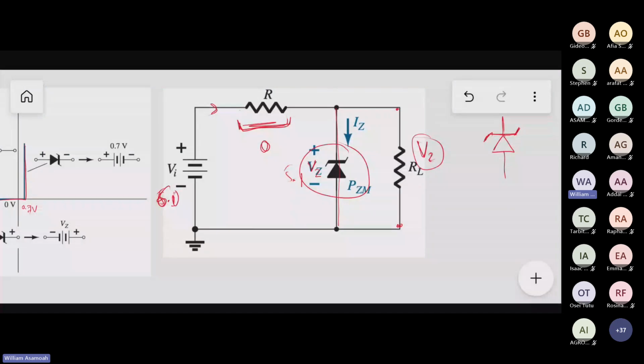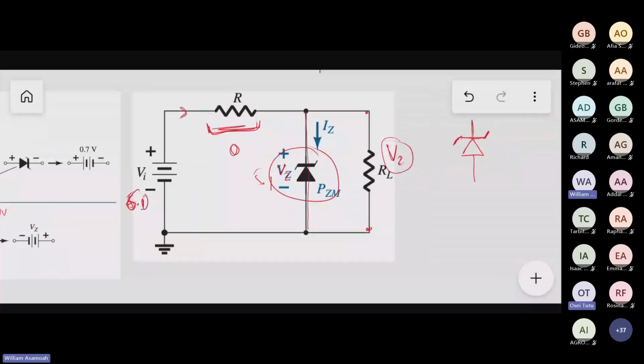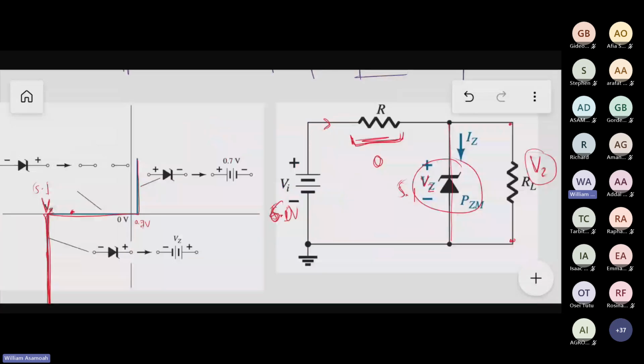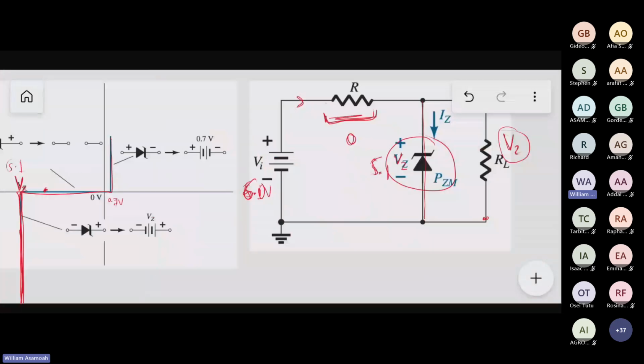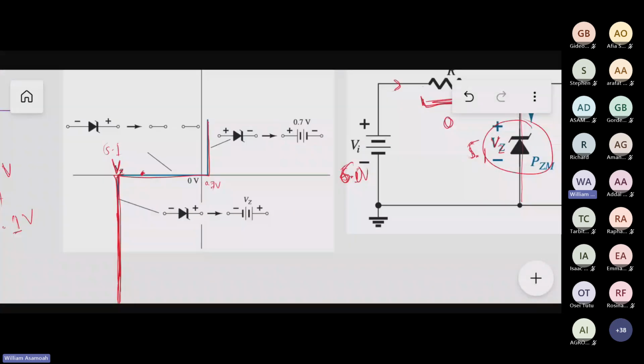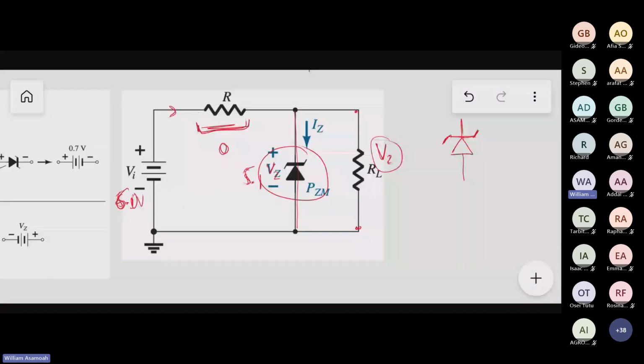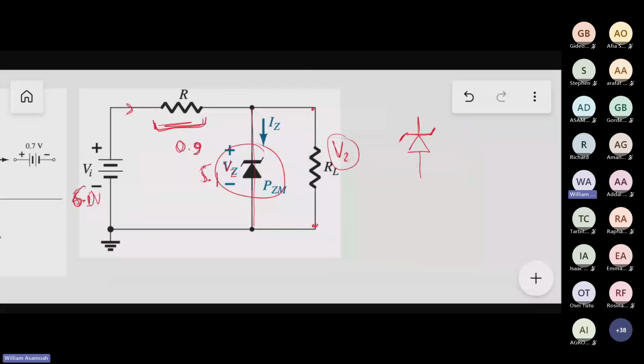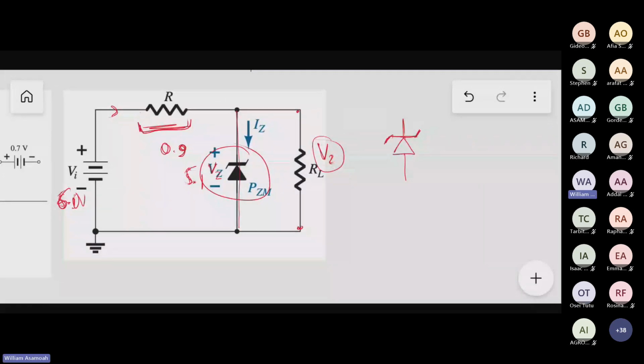If you connect 6.0 volts to it, 6.0 volts is more than the 5.1. So the Zener will connect at 5.1 and latch there. If I say latch, it means it will stay there. Then the excess of 0.9 volts will appear across this resistor. Is that right? The 5.1 will appear across the Zener.